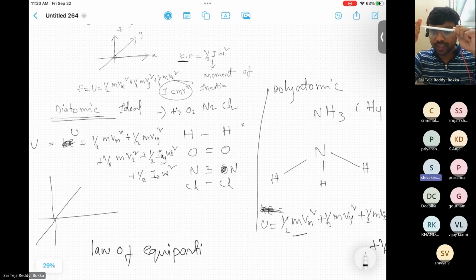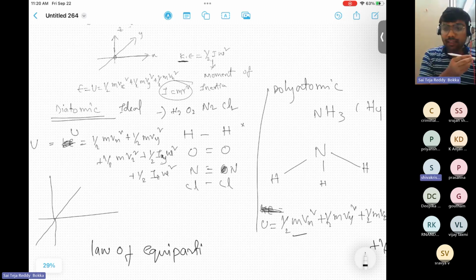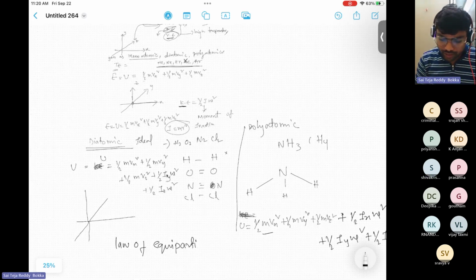I'm just telling you about while it is spinning. You can calculate the kinetic energy along the x-axis while it is in linear motion, and the y-axis and z-axis. That will be fine. There is only a small thing. Did everyone get it?